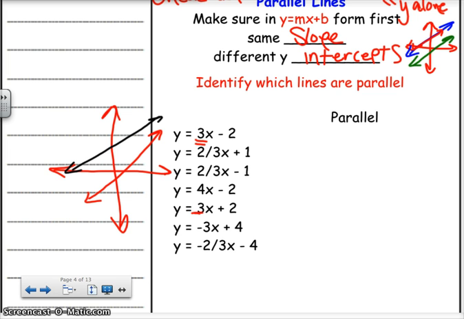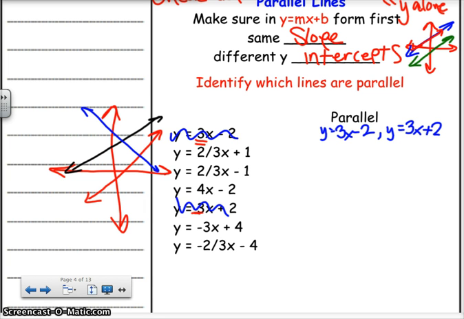Oh, that looks like it's going to intersect. They're parallel. If I had the negative, negative goes down. So negative 3x plus 4, they're going to intersect because that's going down. So they have to be the same sign. Okay? So parallel, y equals 3x minus 2, and y equals 3x plus 2. They are a set of parallel lines.